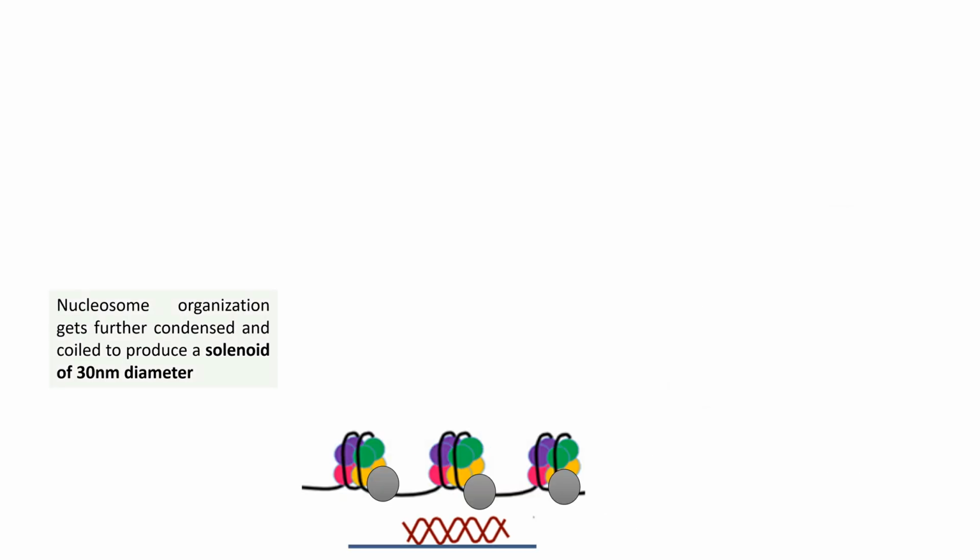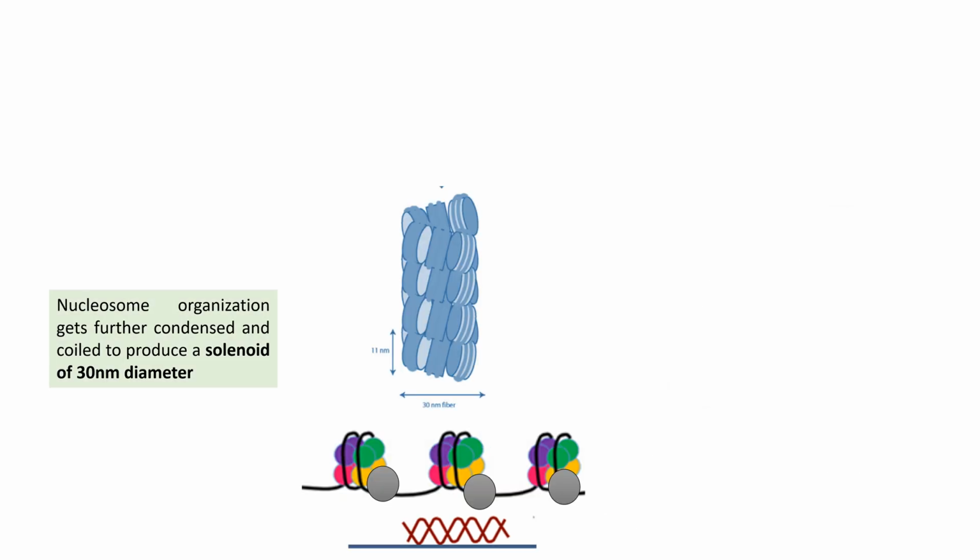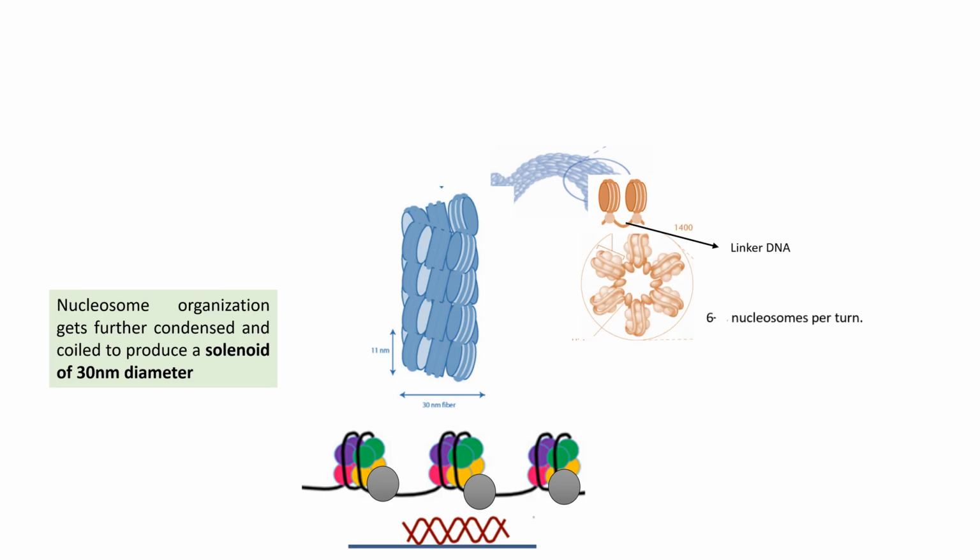Nucleosome organization gets further condensed and coiled to produce a solenoid of 30 nm diameter. In the solenoid model, linker DNA gently curves as it connects consecutive core particles, which are organized into a single continuous helical array containing about 6 to 8 nucleosomes per turn. Maintenance of the 30 nm fiber depends on the interaction between histone molecules of neighboring nucleosomes.